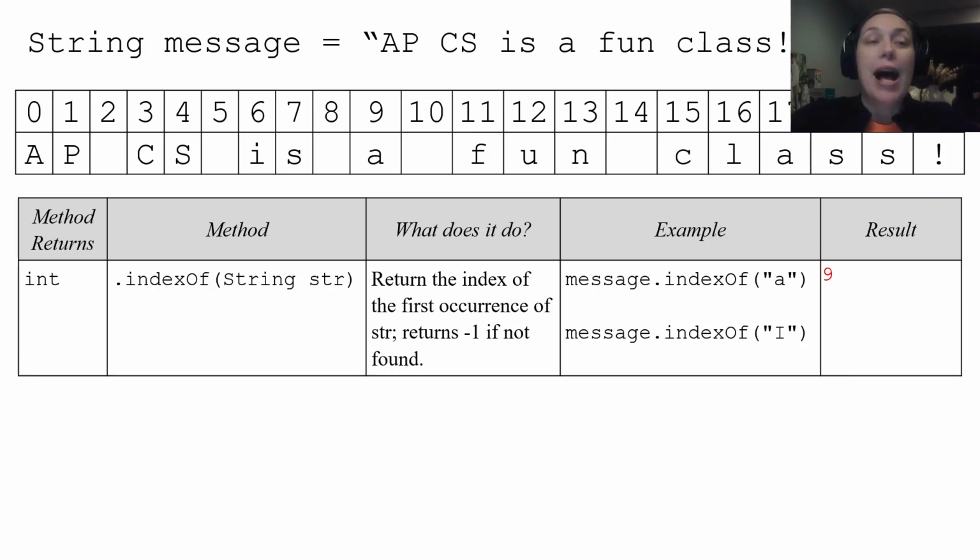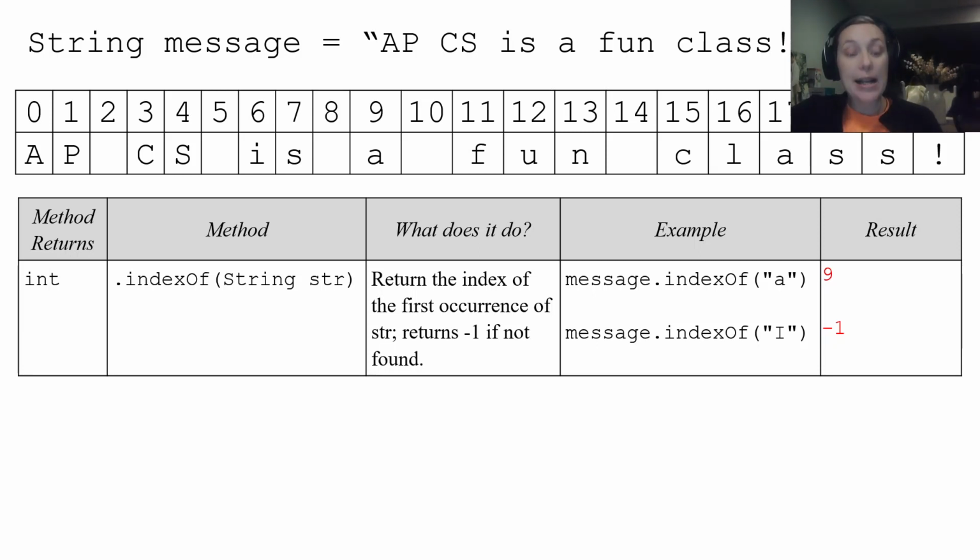Message.index of capital I. There is no capital I, right? There's a lowercase i, but capital I and lowercase i are two different symbols, okay? So that's going to return a -1 because it could not find that capital I. Okay. That's index of.